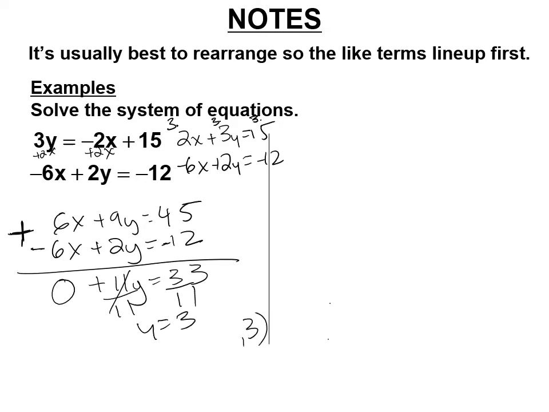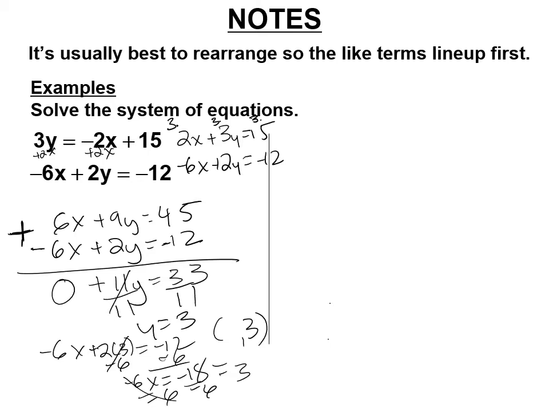I'm going to put it in the bottom one, negative 6x plus 2 times 3 equals negative 12. Subtract 6 from both sides. Negative 6x equals negative 18. Divide by negative 6, and x is also 3. They cross at 3, 3.